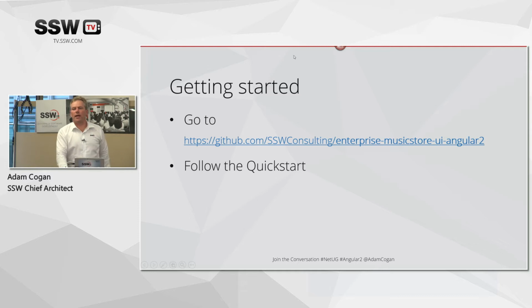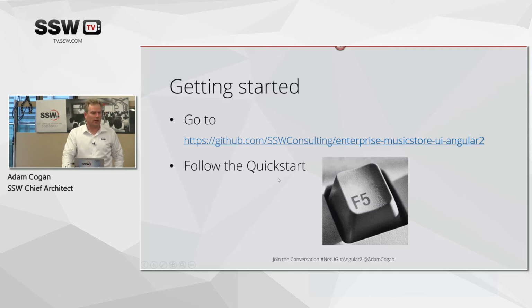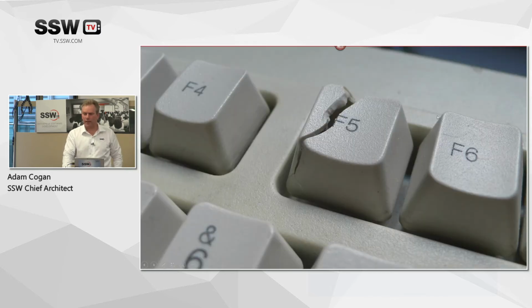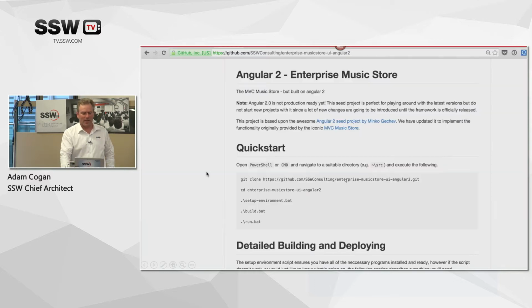All right, so how do you use this? Just go up to GitHub and go there and follow the quick start. You follow the quick start, you press F5, and you're good to go. Right? Wrong. Okay, that's not how it works. So just be aware, you've got to follow this quick start.